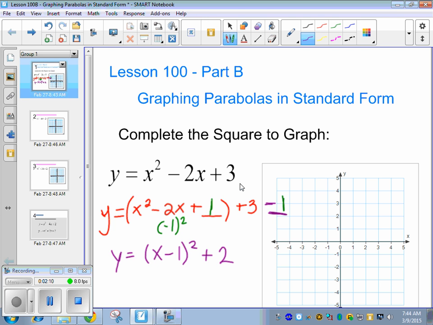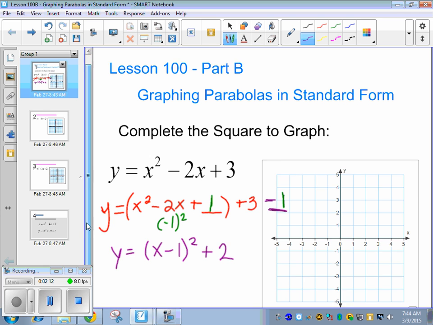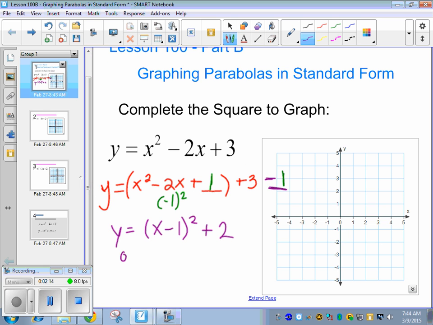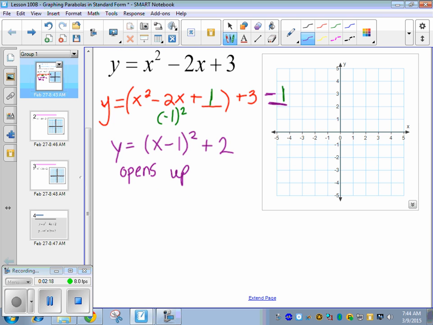Okay? So Abby, does it open up or down? Up. Good. And we have opens up. And Kayla, what would the vertex be? Patrick, what do you think? 1 and 2. Yep. 1, 2. So we shift right 1, up 2. Okay, we are going up.